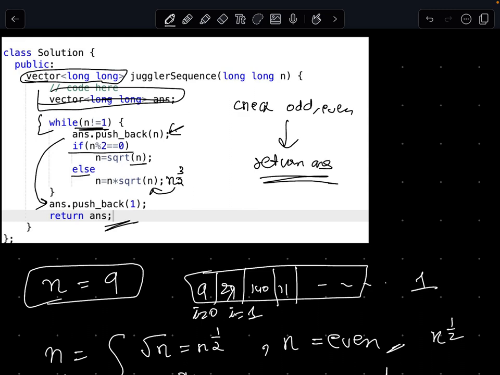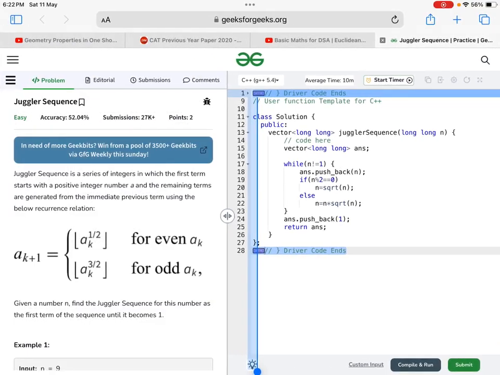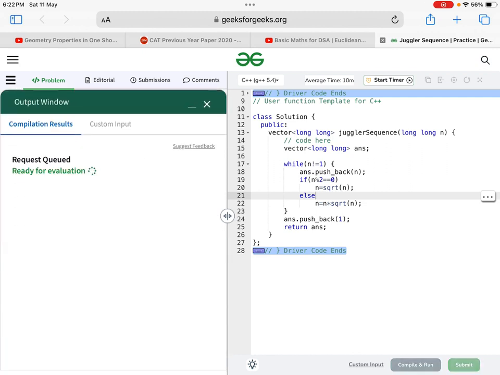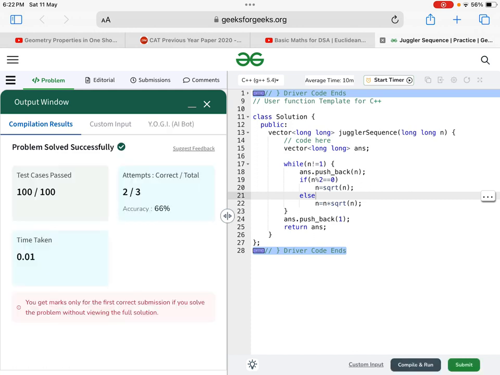So let's run this in GFG, and I have written the same code here. Let's compile it. It was a very easy question. You just have to apply the formula. Compilation is complete, so let's submit. All the cases are passed.